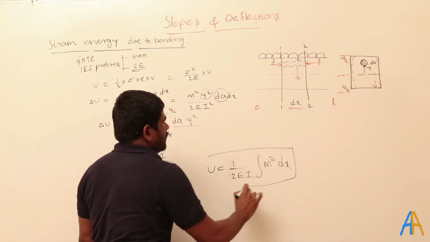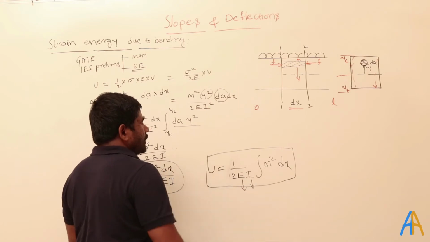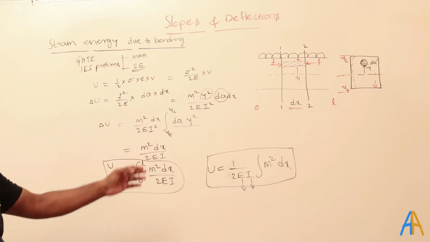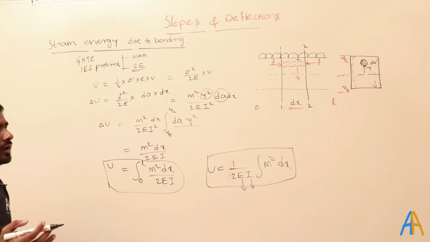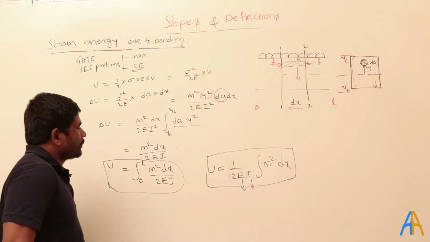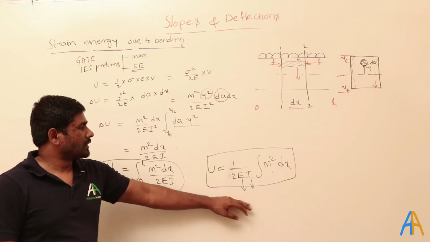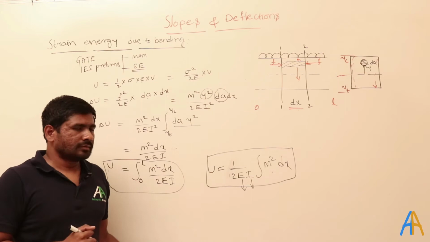Why did I take E and I outside? Because for a given material E is constant, and if the cross section of the beam is constant, then EI I can take out of the integral. In some cases, if I is given in terms of x, that is, if the cross section is changing along the length of the beam, then you cannot take this out, but you need to keep it inside. So what is this formula? This formula is the strain energy produced in the beam because of the bending.